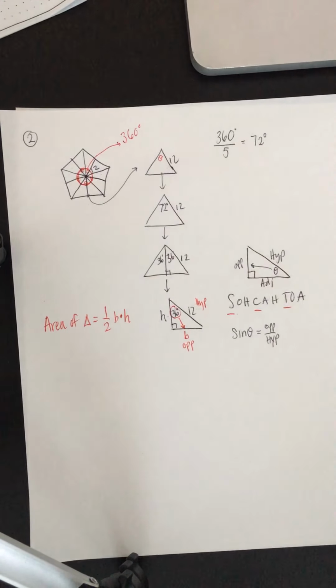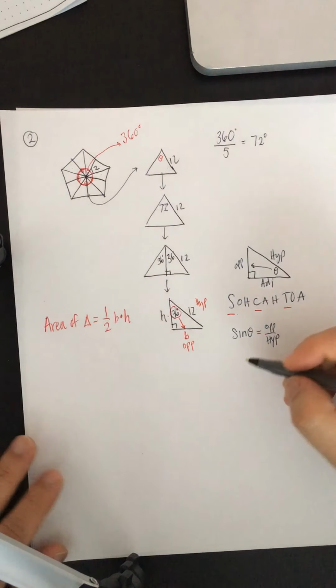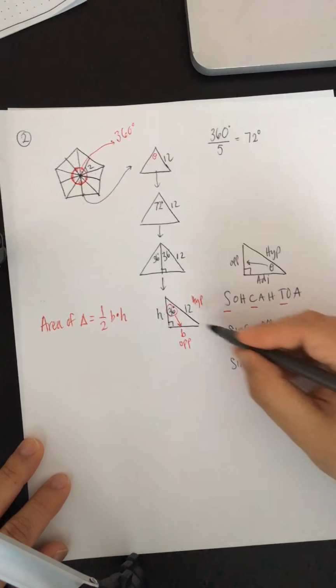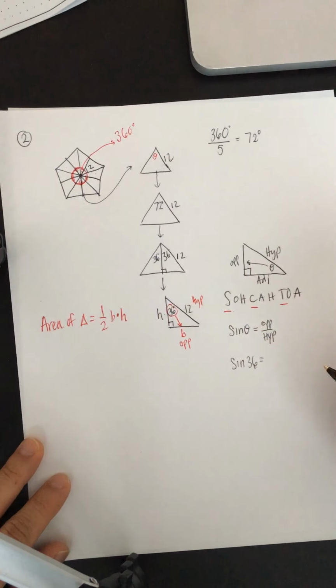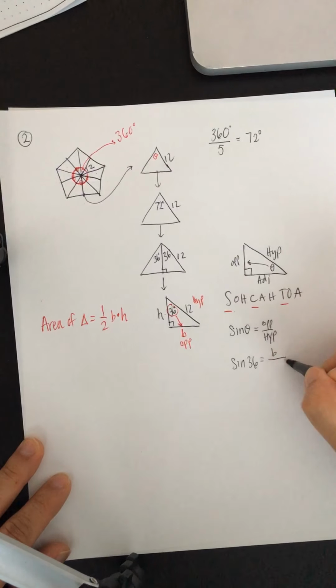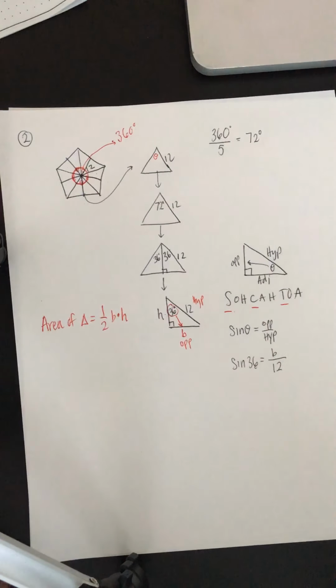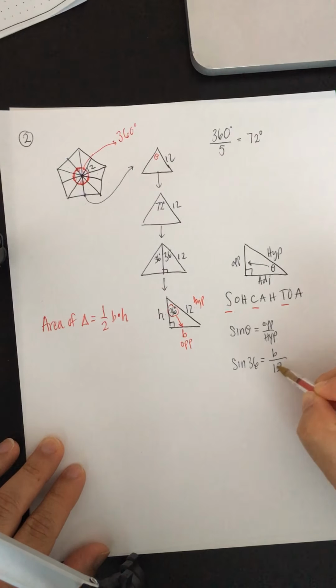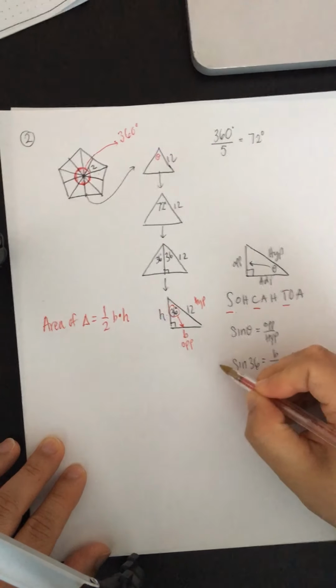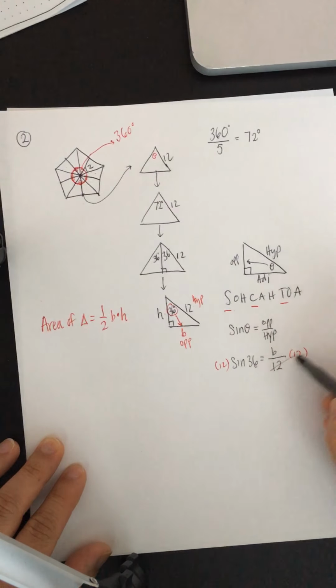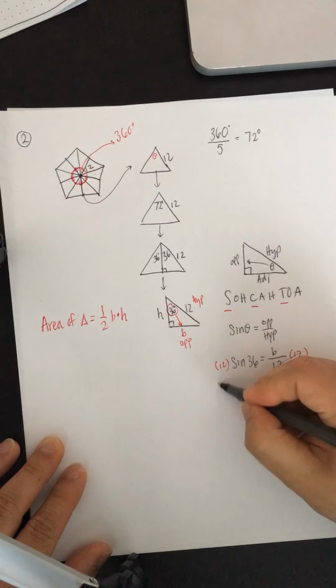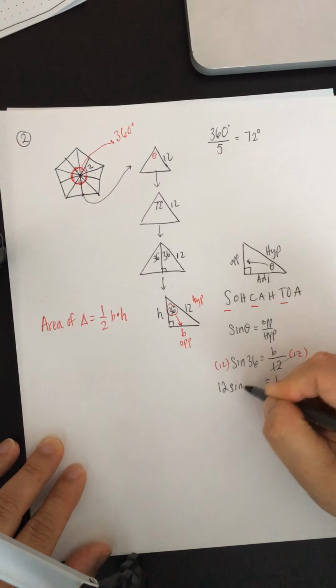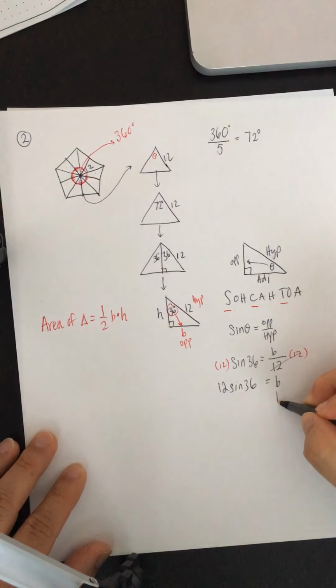Okay, let's set it up. Sine theta, our angle is 36, equals the opposite, which is b, over the hypotenuse, which is 12. Now how do we solve for b? We can cross multiply, but we can just multiply by 12, because we want to get rid of the 12 so b is by itself. So we multiply 12 to both sides. The 12 goes away. So 12 times sine of 36 is our base. We have to use a calculator to help us do this.